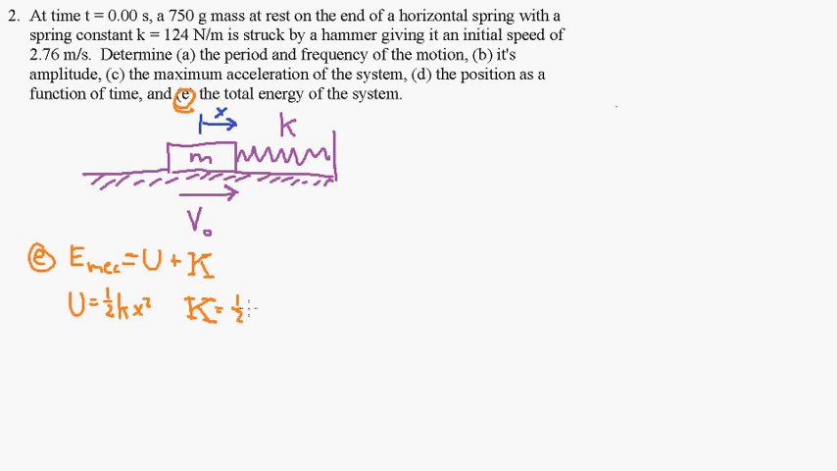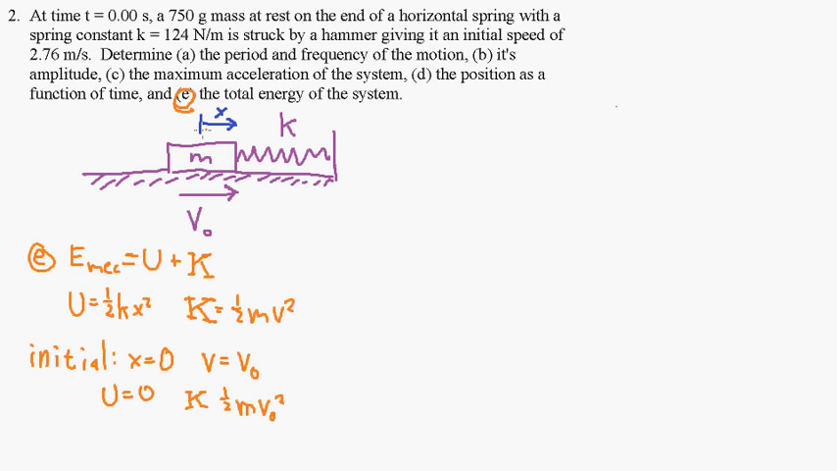Initially, x is 0 because we're starting at rest, and we're using x equals 0 as our rest position. That's what we always do with simple harmonic motion, it just makes things easier. And then your speed is the v naught we had. So initially the potential energy is 0 and the kinetic energy is 1/2 mv squared, or 1/2 m v naught squared.